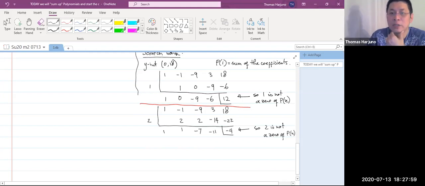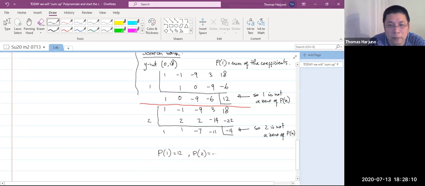But from here we see something strange. Notice that P(1) is positive, it is 12, while P(2) is negative. So there is a zero between x equals 1 and x equals 2.